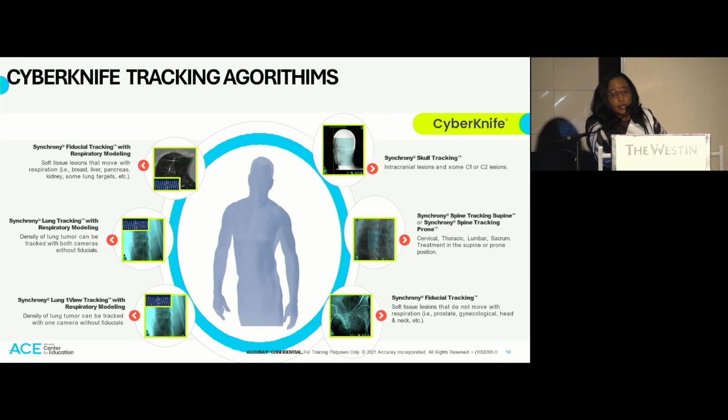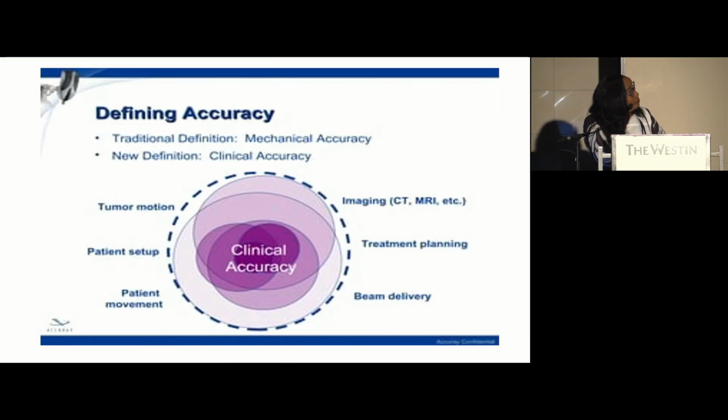The tracking algorithms that the CyberKnife uses, so as I said, it can really treat anywhere within the body, but mainly for the skull, this is for SRS, we use skull tracking. And for respiration, we normally say that the machine moves as the patient respires, so we don't have to do anything like gating or breath holds, especially when you're treating tumors within the lung. Lung metastasis is something we see very commonly, but it has 6 different algorithms.